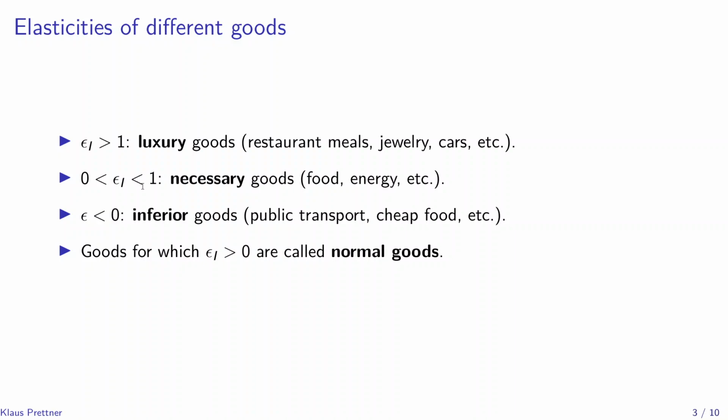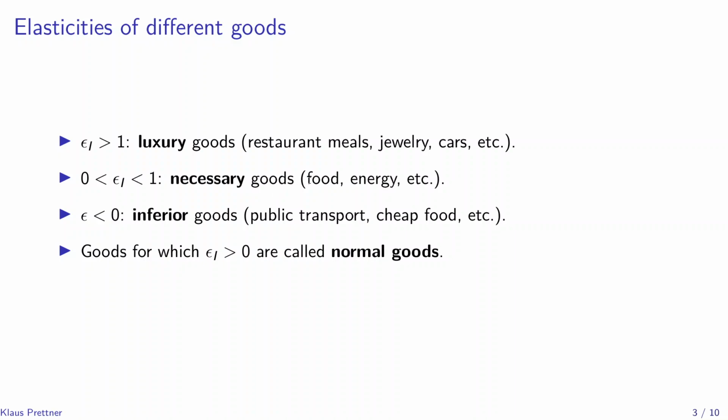The next example here refers to necessary goods. These goods tend to have a lower income elasticity, between 0 and 1. And these are goods that you need for surviving, such as food, or that are very important, such as energy, shelter, clothing, and so on. In this case, the demand for these goods would not react that much to income changes, because these goods are necessary in the first place, so you would spend your income on them even if your income is low, so you would spend a large share of your income on these goods.